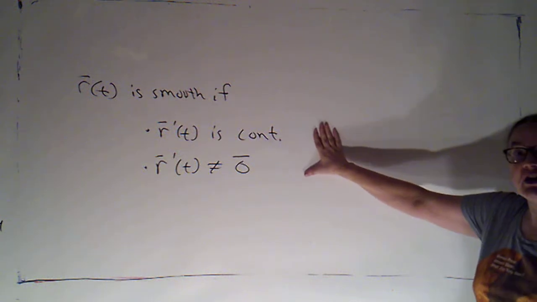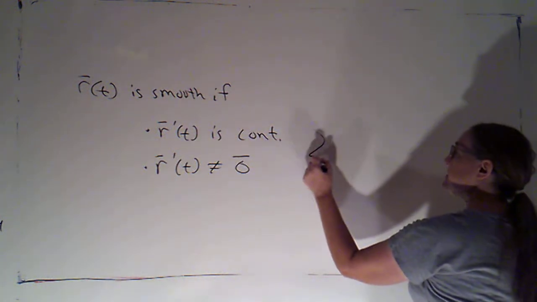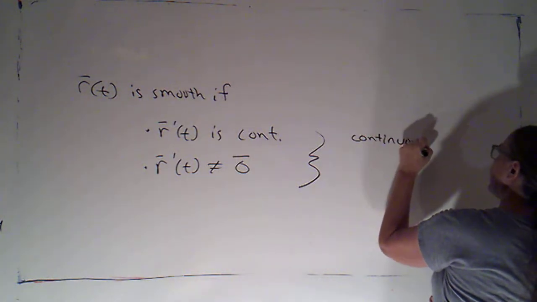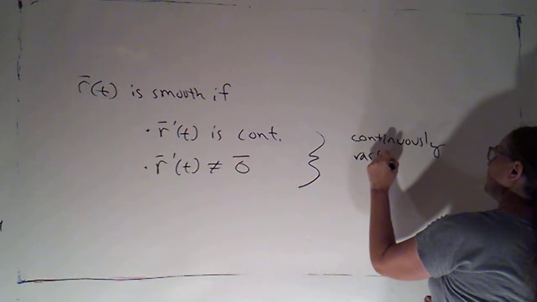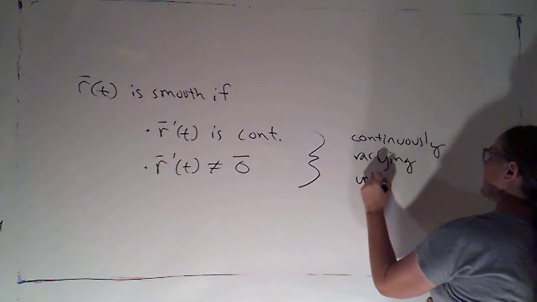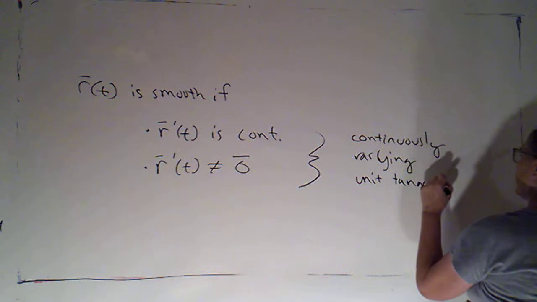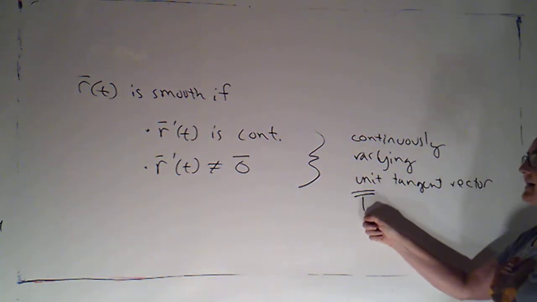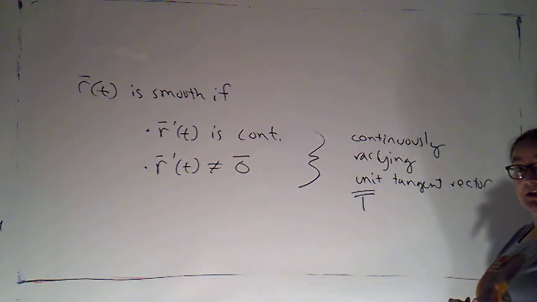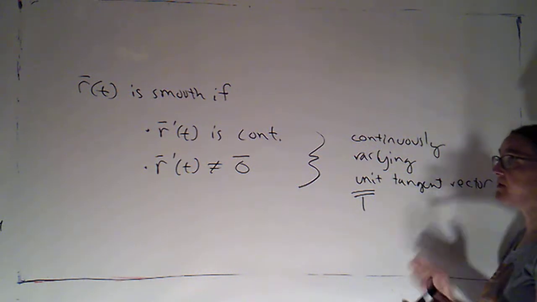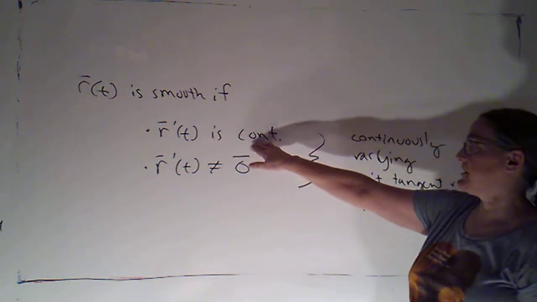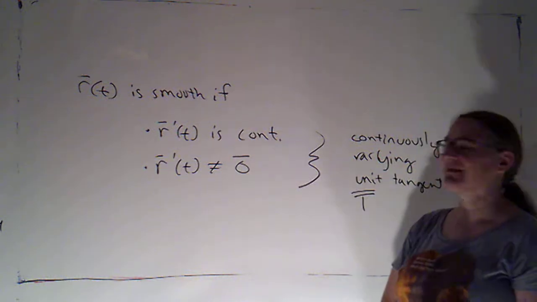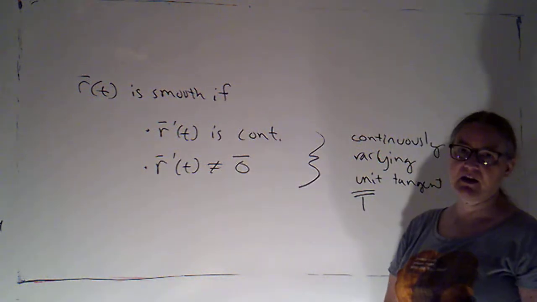Okay. Now, geometrically, these two things together are going to mean that there is a continuously varying unit tangent vector. So capital T bar, that's going to be a continuous function, and it will always be defined because, well, it's going to be continuous because it's just r prime normalized, and it's always going to exist because as long as r prime isn't zero, we can normalize it.